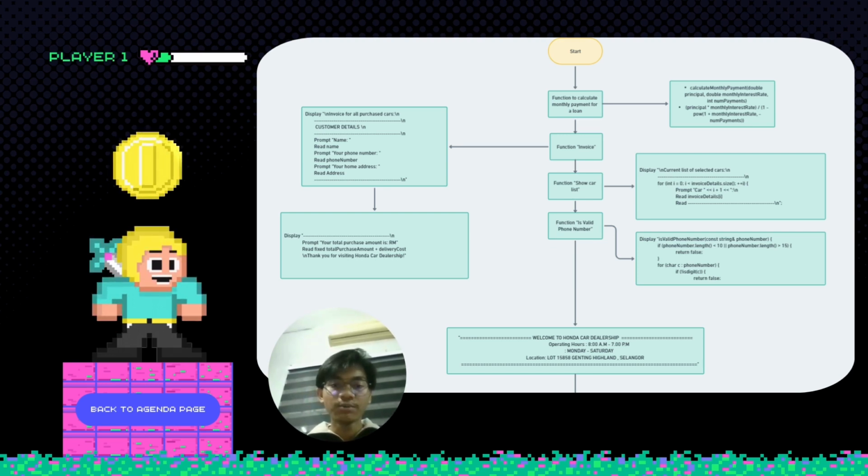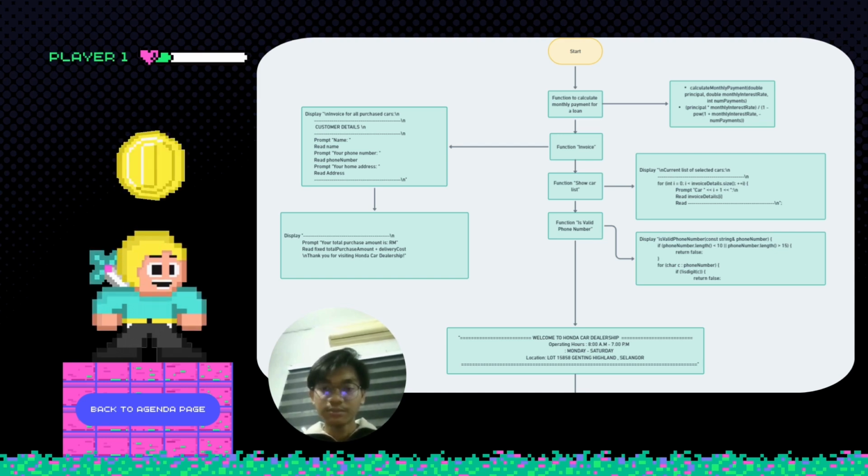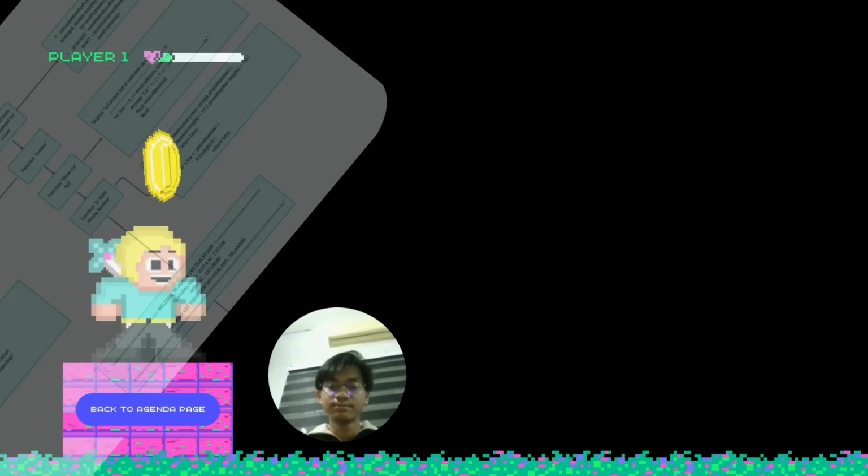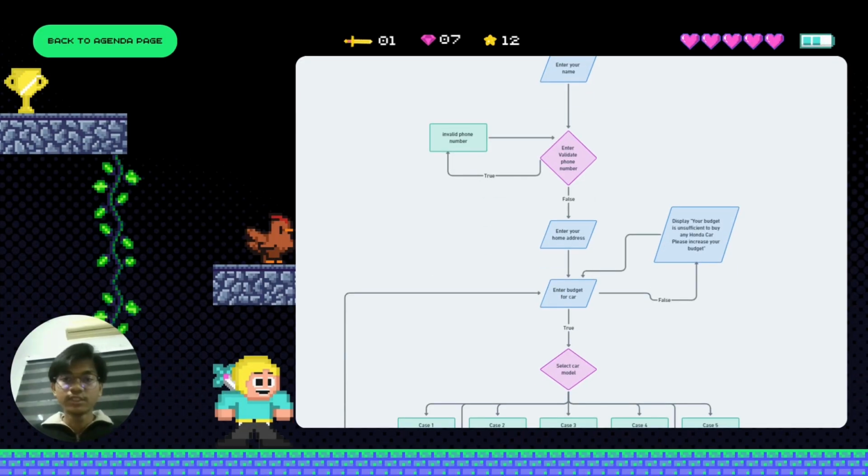Next, we have a welcoming message for our user. As you guys can see in the picture, it says welcome to Honda car dealership. Then after welcoming our customer, we will ask the customer to enter their name. After they enter their name, we will ask the customer to enter their phone number. In this phone number part, there's a loop, which is if the customer enters the wrong format for phone number, it will ask the customer to enter it again.